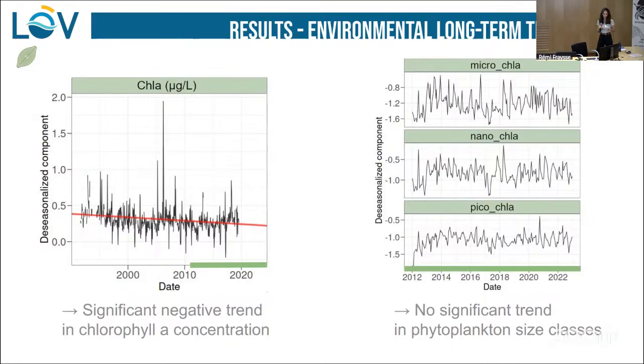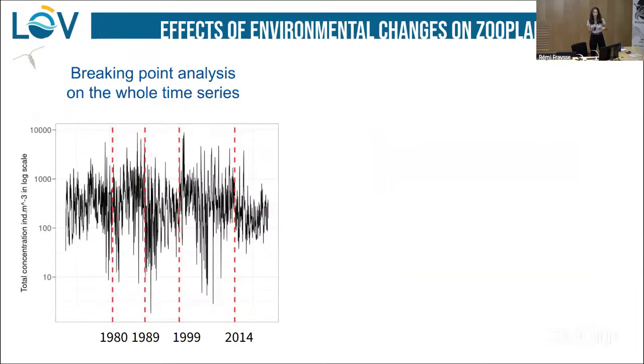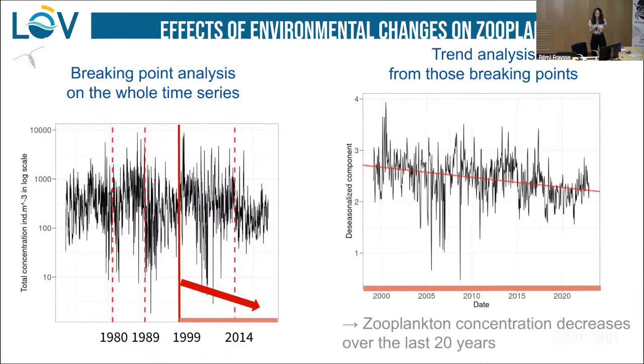But after noticing those changes in the environment and primary production, I was wondering how this could affect the zooplankton. So I calculated the total zooplankton concentration per date, and I conducted a trend analysis on the whole time series that was not significant. So then I conducted a breaking point analysis to see if there were some dates indicative of significant changes in my time series, and 4 dates appeared as significant. So after further investigating on them, I noticed there was a significant decreasing trend from the breaking point of 1999, indicating a zooplankton concentration decrease over the last 20 years.